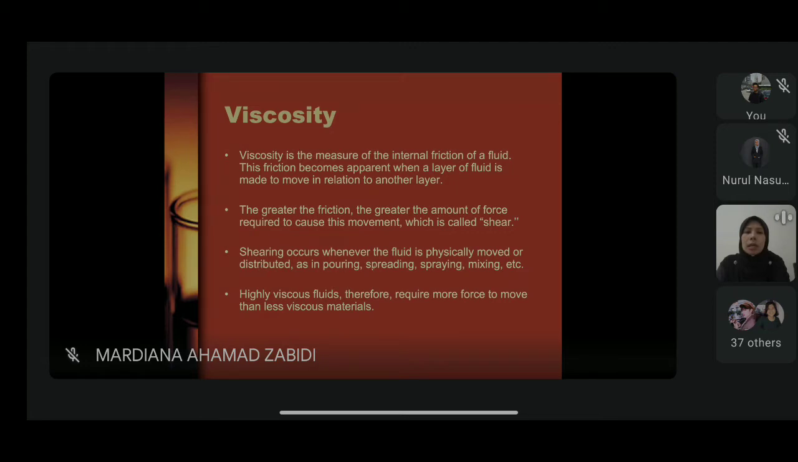And then kita ada spreading. Okay, when you spread the jams on bread, that one is also known as shearing, spraying as well as mixing. Okay, so for highly viscous fluid, they require more force in order for this particular fluid to move compared to less viscous material. If it is less viscous, meaning that you require less force. If it is too viscous, then you require more force.